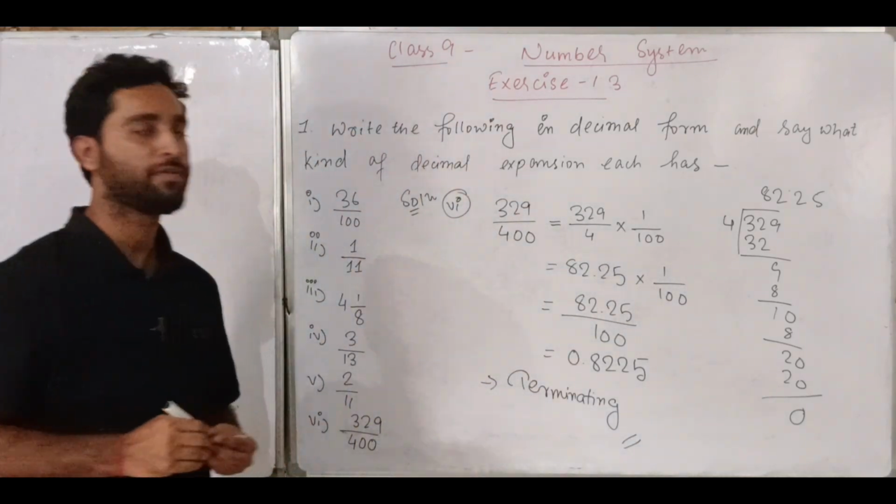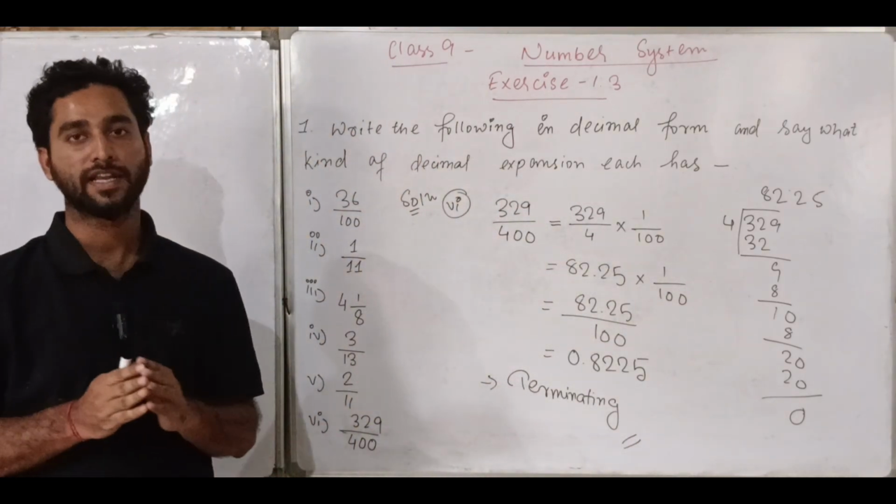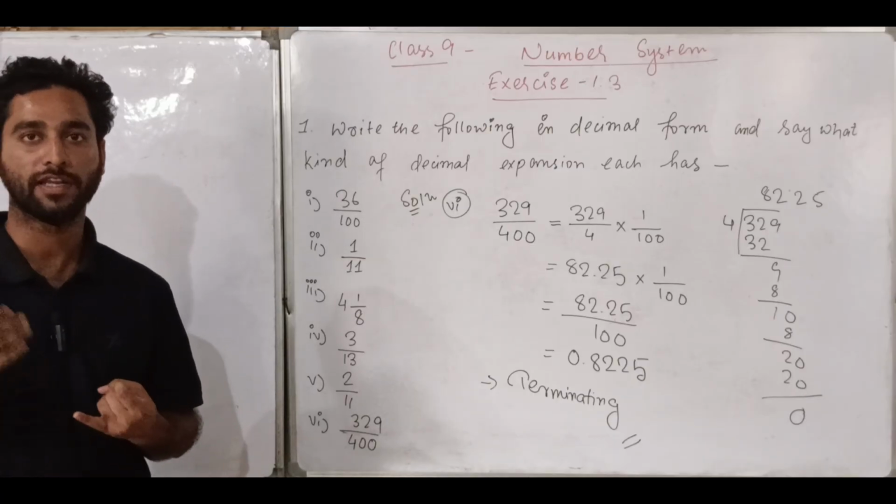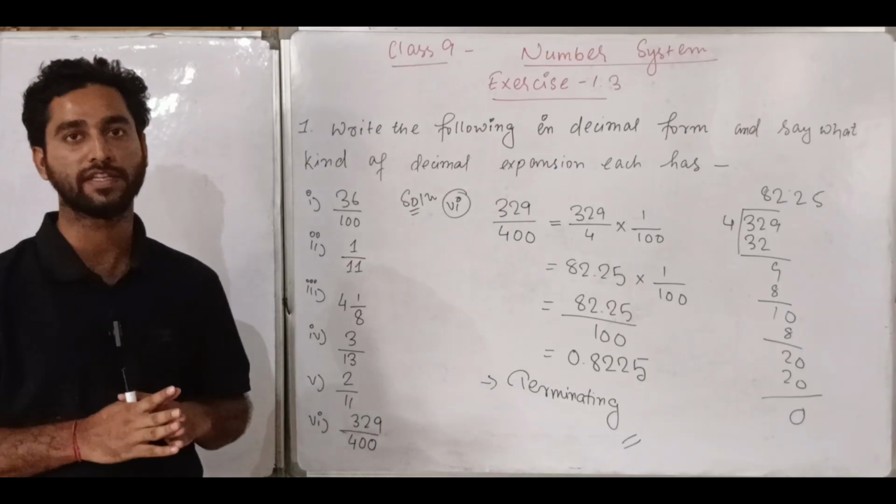So from this what we can conclude, the rational numbers can have only two types of decimal expansion. Either it will be terminating, or if non-terminating, then it will obviously be repeating.